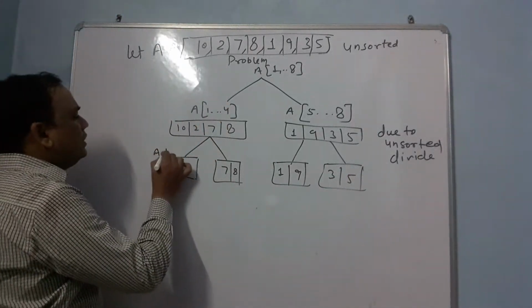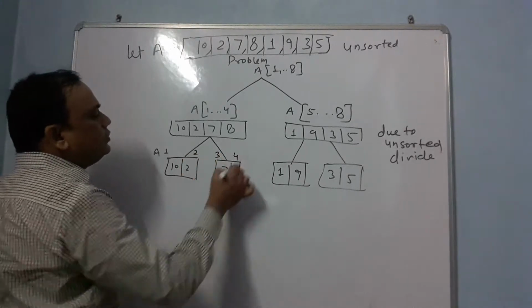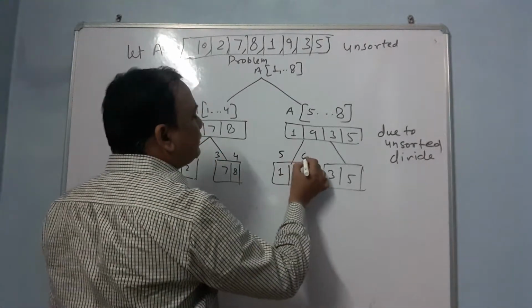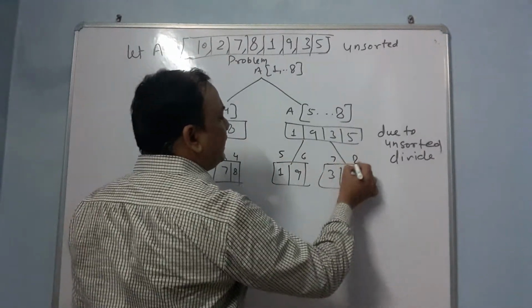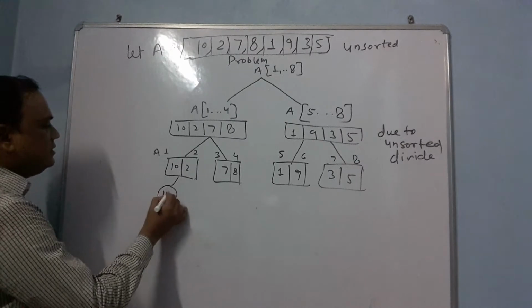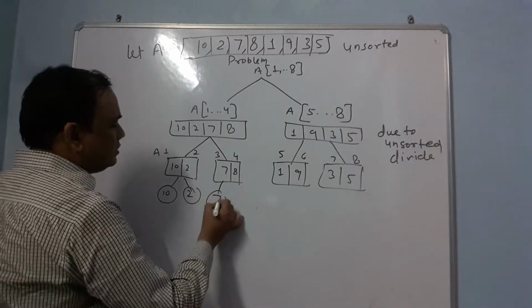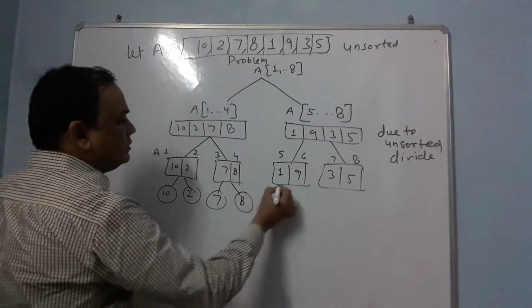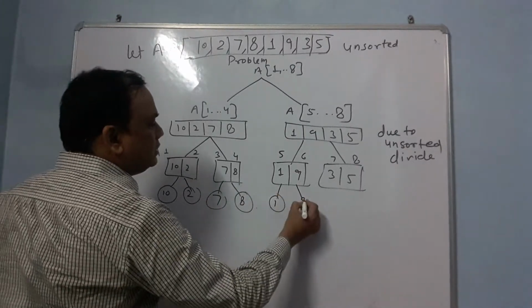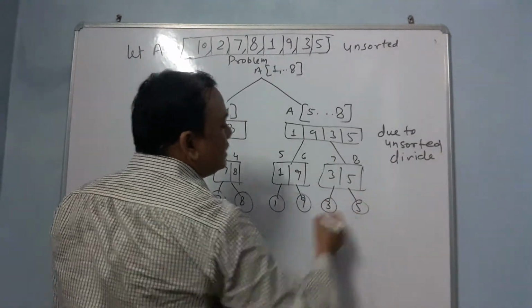A 1 to 2, 3 to 4, this is 5 to 6, and this is 7, 8. Okay. Now further divide it like this. This 10 is already sorted. 2, 7, 8, 1, 9, 3, 5.